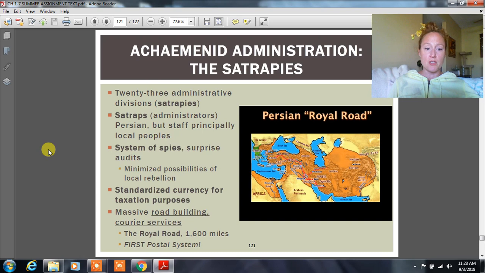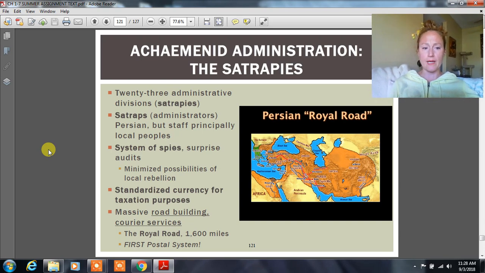The other major accomplishment of the Persian Empire is they're going to standardize currency or standardize coinage. And you're going to see that phrase a lot this year, standardized coinage. Well, what does that mean? It's when the empire actually goes through the effort to make sure that coins are actually the value of the metal that they're made of.